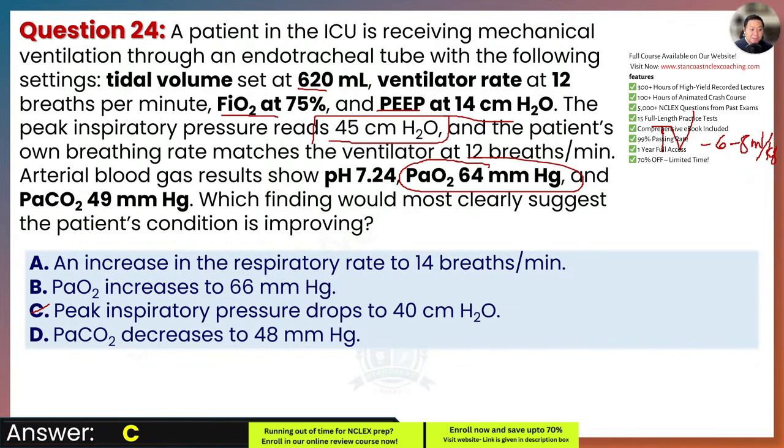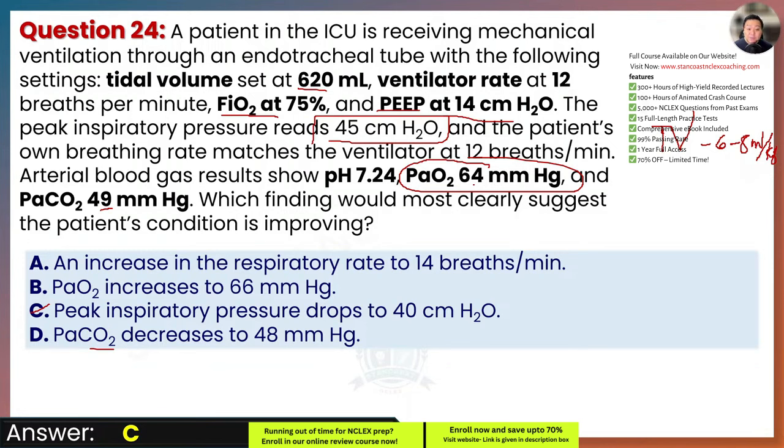Now, what about letter D? Partial pressure of carbon dioxide decreases to 48 mmHg. Originally, it was 49? Okay, so it went down to 48. So this is only a small change. And in this context of respiratory acidosis, a larger decrease in the PaCO2 would be needed to reflect an actual improvement. And this slight decrease seen here could be due to a variety of reasons, maybe slight improvements like in the patient's breathing or small changes in the ventilator's efficiency.